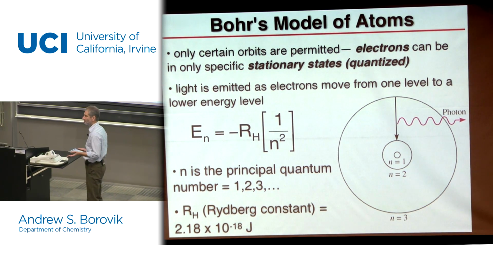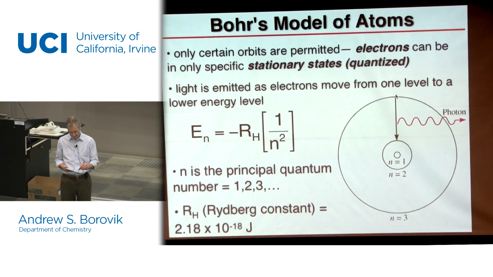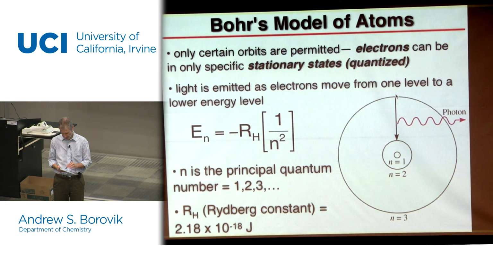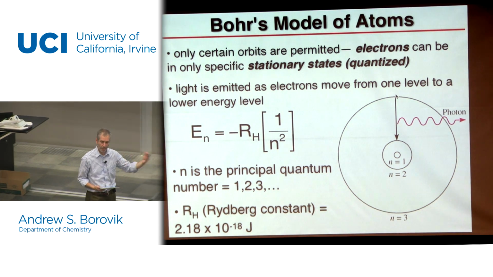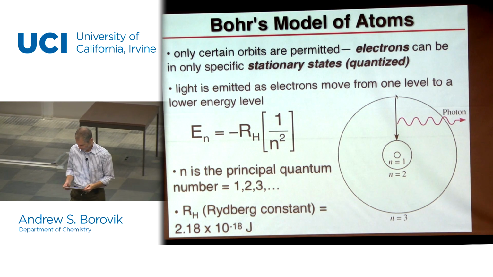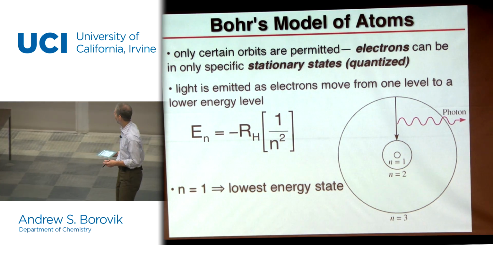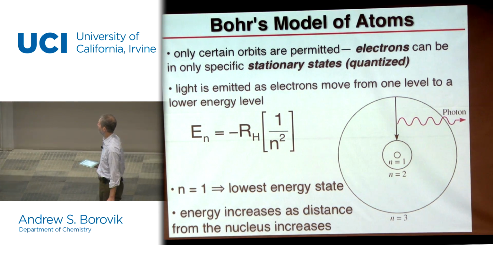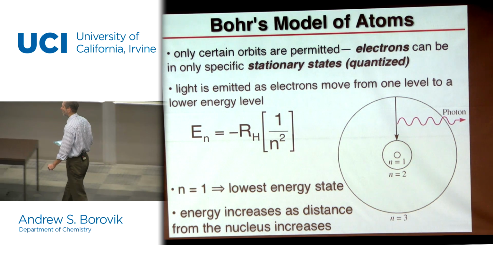Now what we can do is determine the energy from this point here, from one higher state to a lower state. That's what I'm going to show you how to determine. Oh, I should tell you that n equals 1 is the lowest energy state. Forgot to mention that. And energy increases as the distance from the nucleus increases. So those are the two key points that I want you to remember.